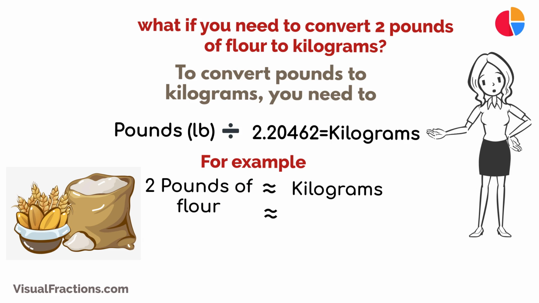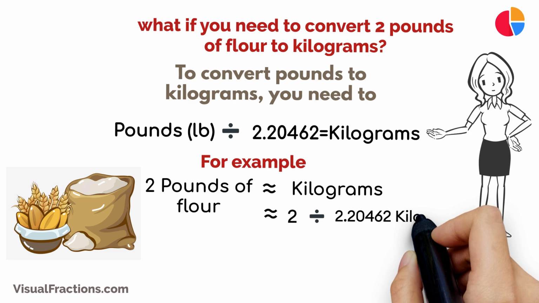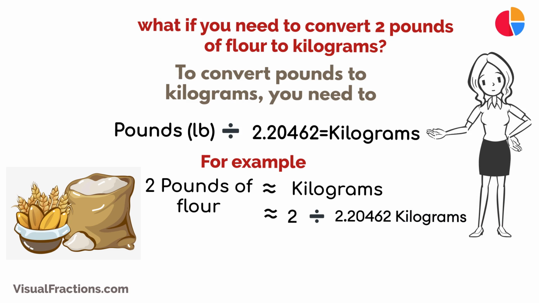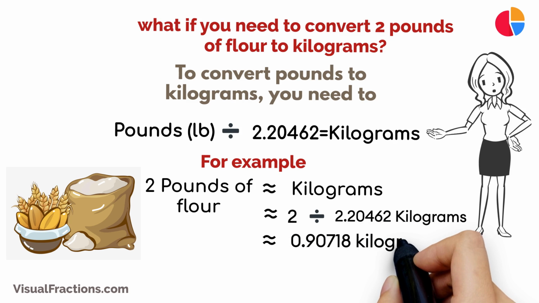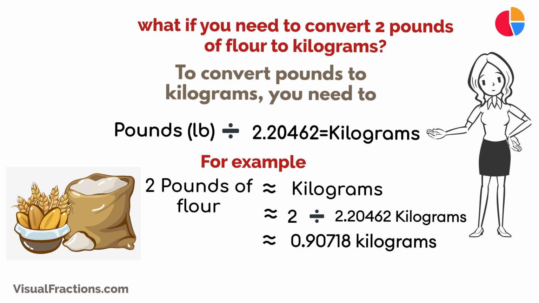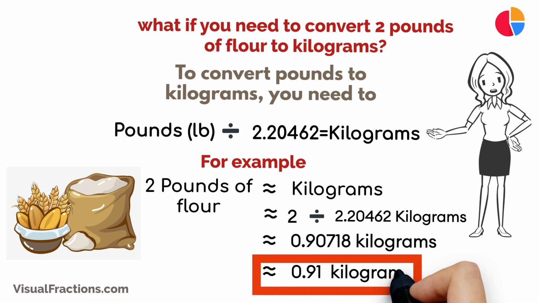Let's walk through an example of how to convert 2 pounds of flour to kilograms. We start by dividing 2 by 2.20462. This gives us approximately 0.90718 kilograms. But wait, we should round this number to the nearest hundredth, so our final answer is approximately 0.91 kilograms.